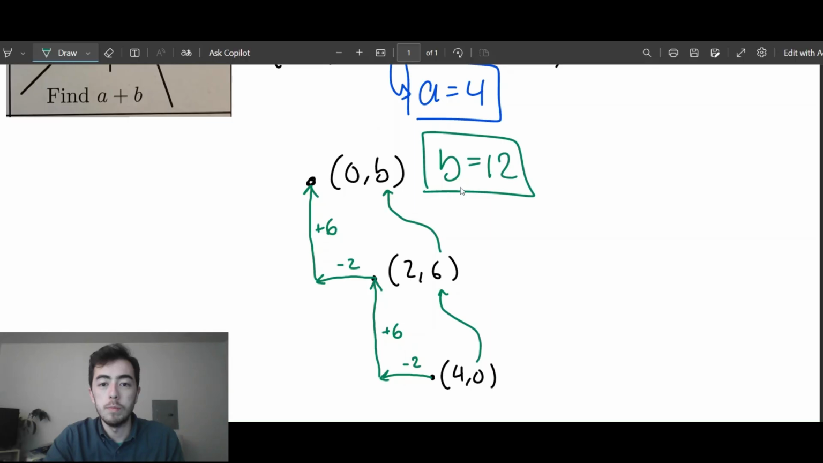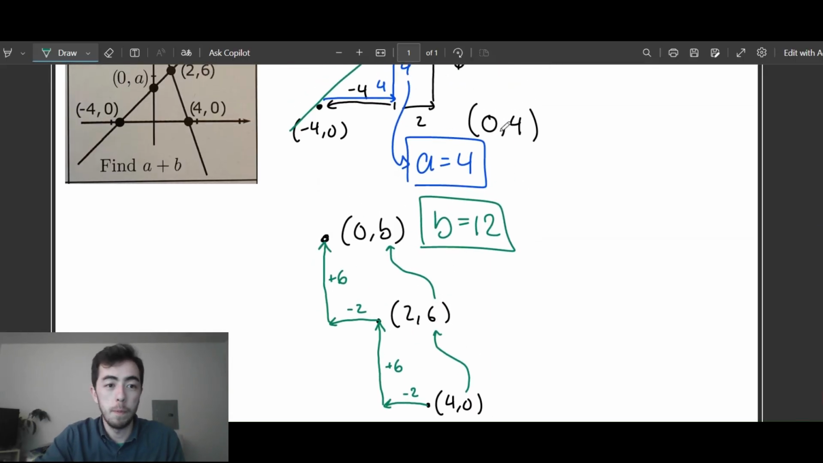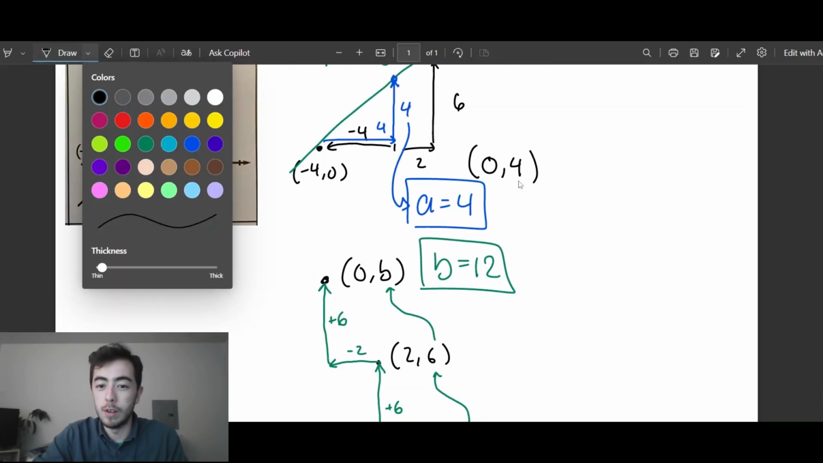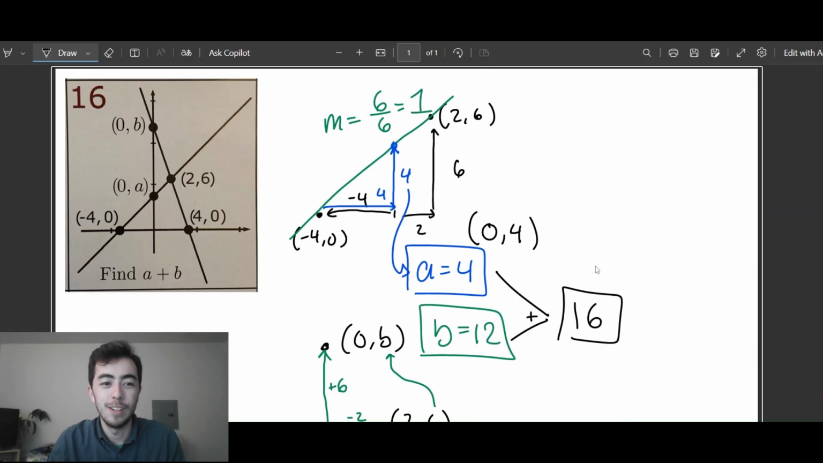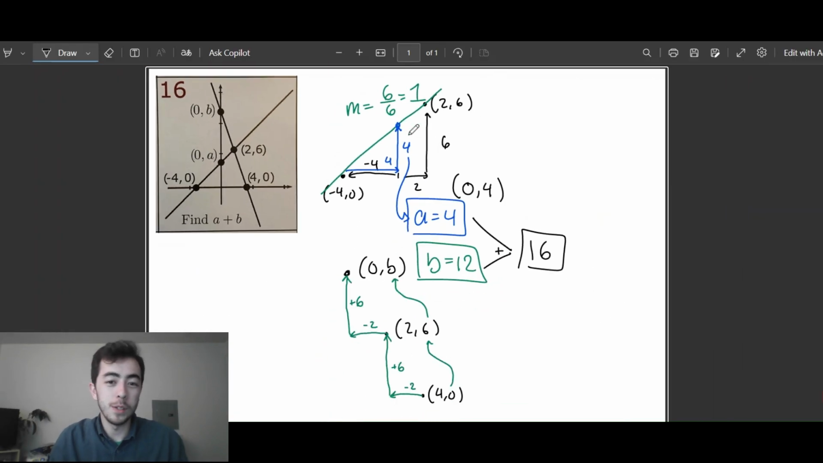Cool. Well, I need to find A plus B. I have the two numbers. So A plus B is indeed 16, and that matches today's date. Cool. So there's my solution.